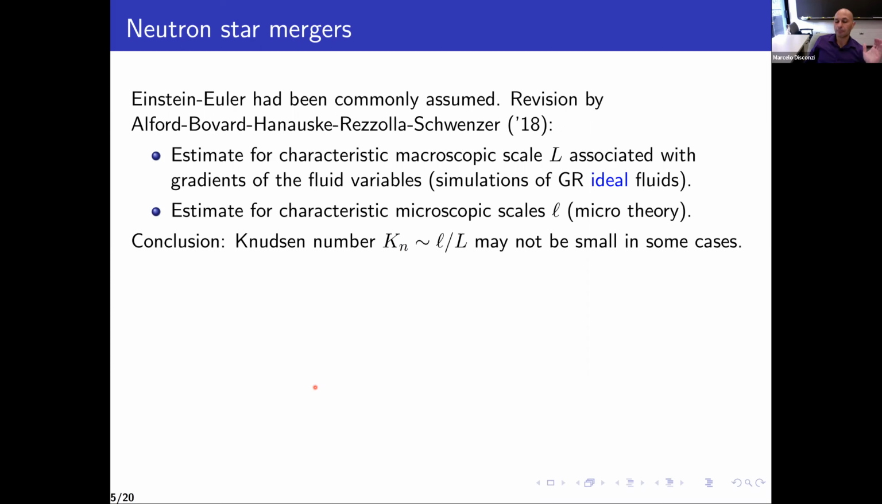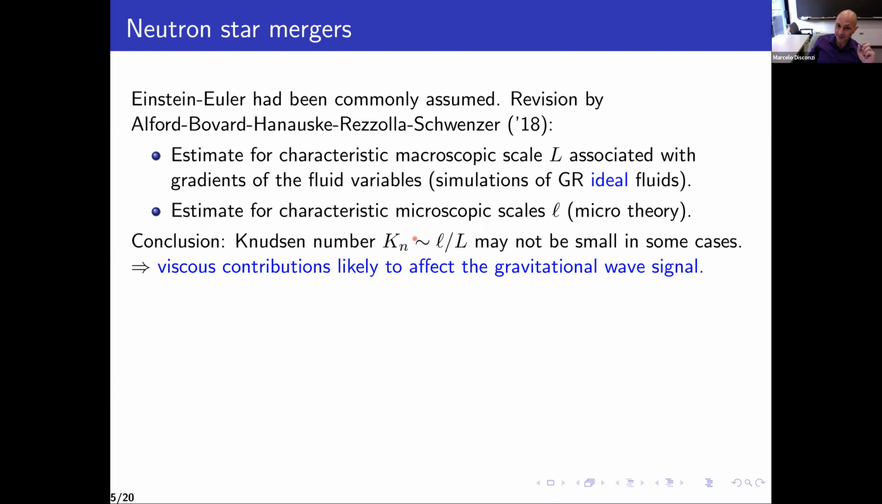And then once you have the microscopic and the macroscopic scales, you can go ahead and compute something called the Knudsen number, which is the ratio between these two scales. And they found out that the Knudsen number may not be small in some situations. And that implies that viscous contributions are likely to affect the gravitational wave signal.